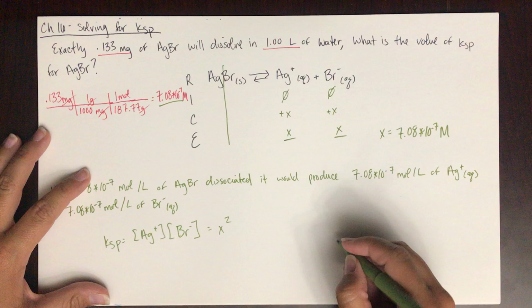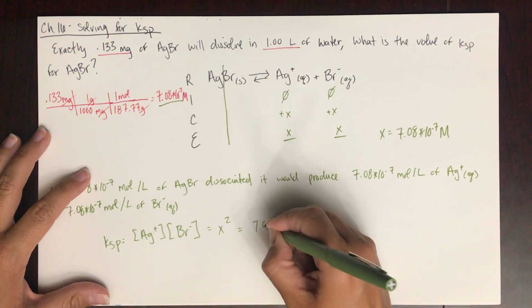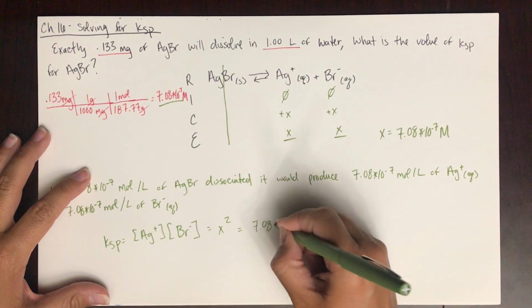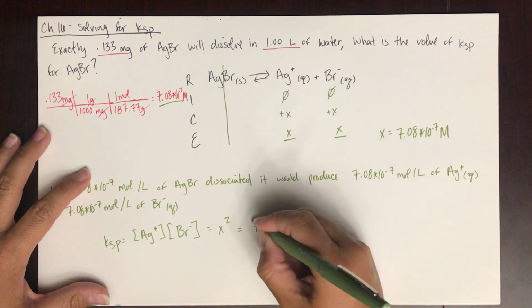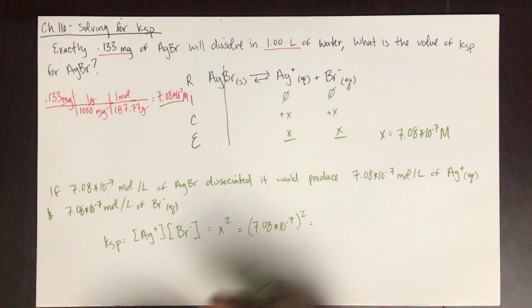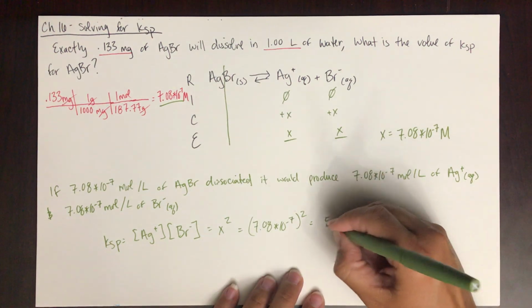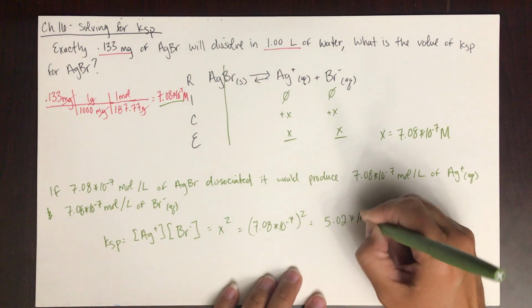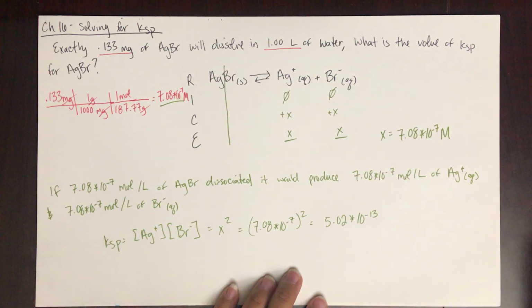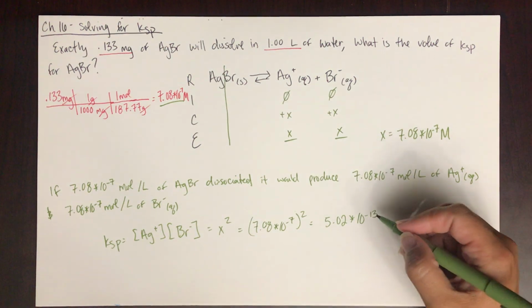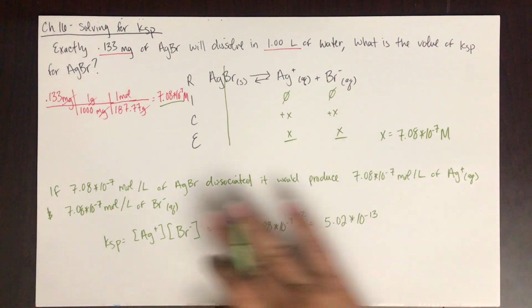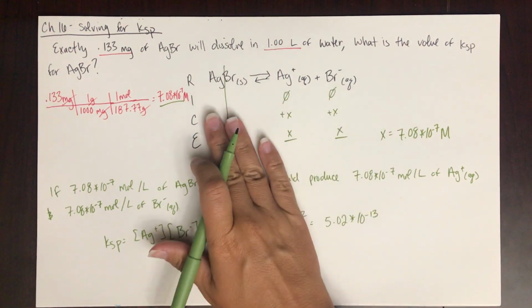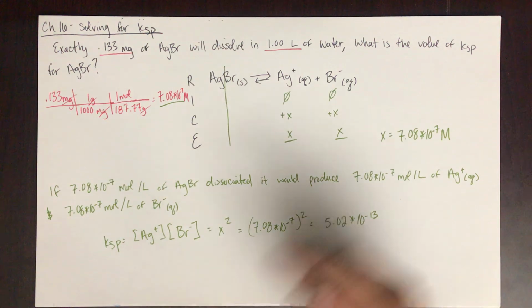KSP equals X squared, which is 7.08 times 10 to the negative 7th squared, which ends up being 5.02 times 10 to the negative 13th. And remember, there's no unit here for the KSP because this is a ratio of ionized to unionized. It's how much broke apart.